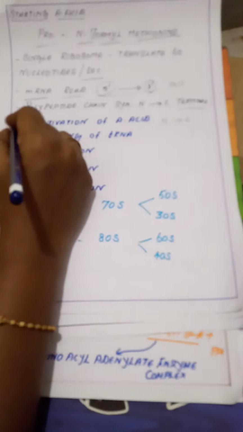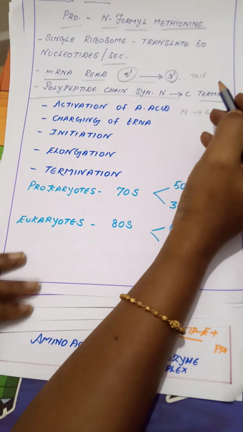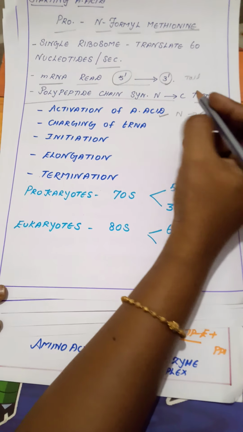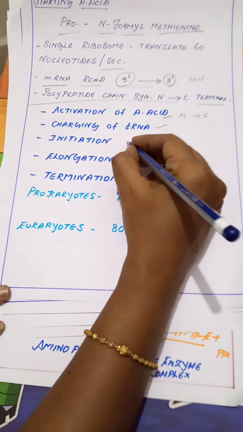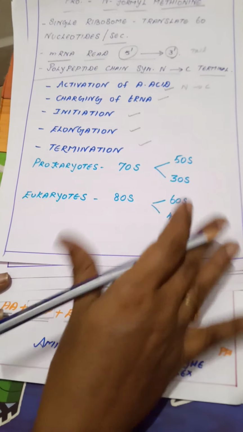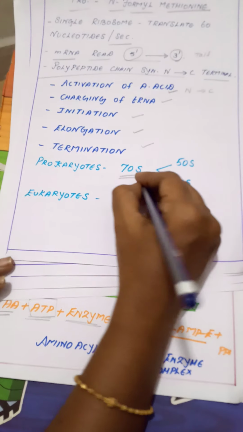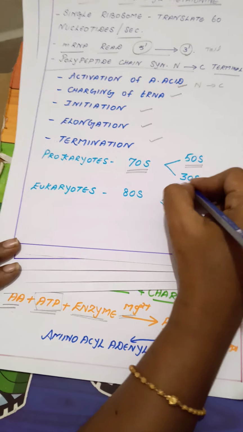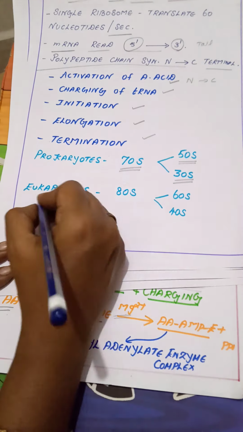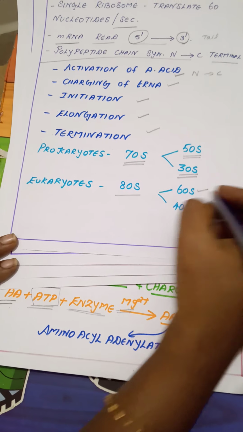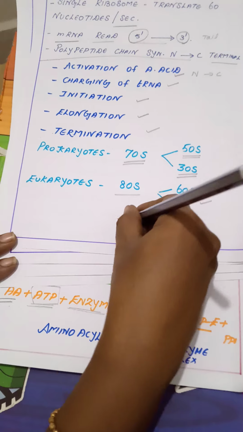Okay, what are the steps involved in translation? Once again we'll see that. Review: activation of amino acid, charging of tRNA, and then initiation, elongation and termination process. In prokaryotes, as you know, it is produced at the 70S ribosome, which has a larger unit called 50S and a smaller unit called 30S. In eukaryotes, 80S ribosomes, 60S and 40S. Okay, that's it. That's all about the translation process.